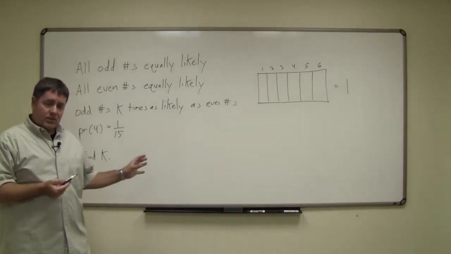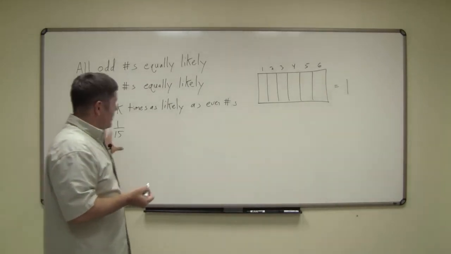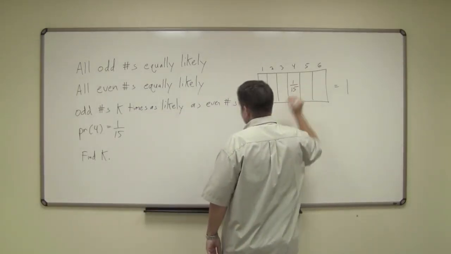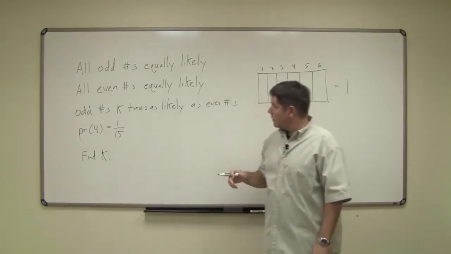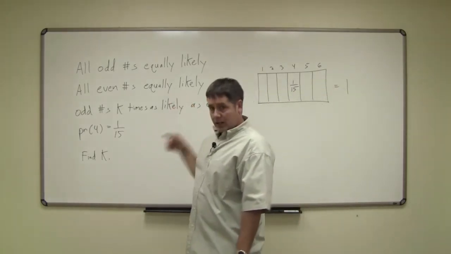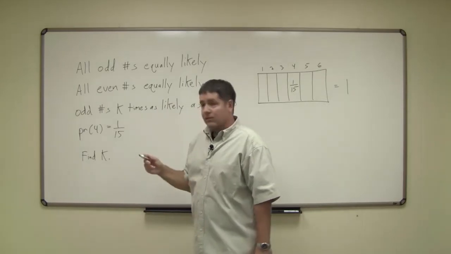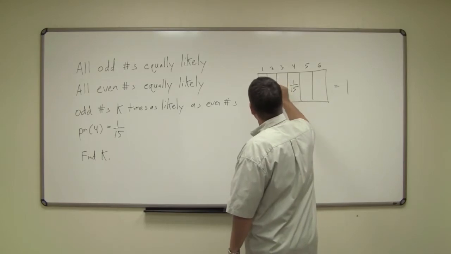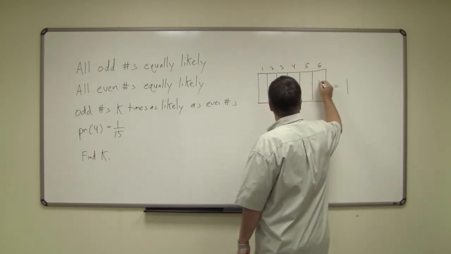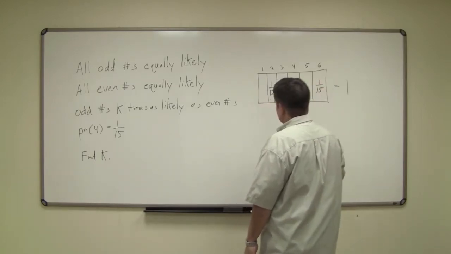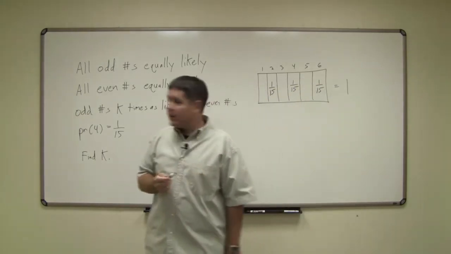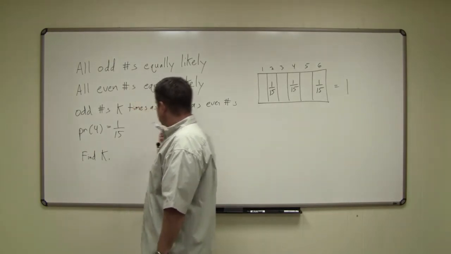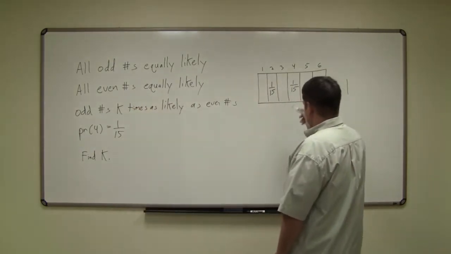Let's see what we know about this. One of the things we know is the probability of getting a 4 is 1 over 15. So we can put a 1 over 15 there. What else do we know? We know that all even numbers are equally likely. So since the probability of 4 is 1/15th, we know the probability of getting a 2 has got to be 1/15th. The probability of getting a 6 has got to be 1/15th. The even numbers are all equally likely. We already got that in there.